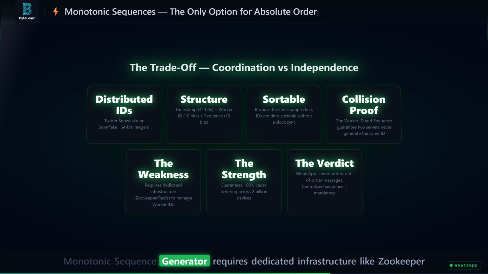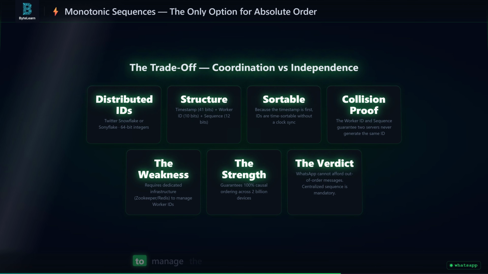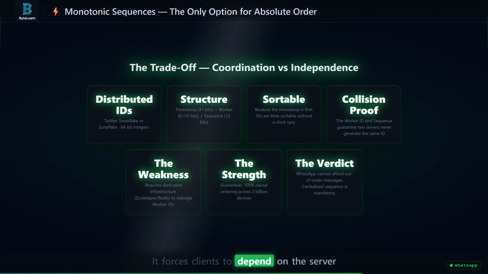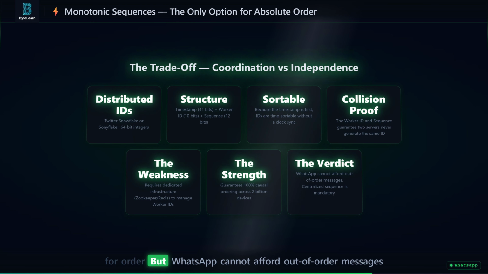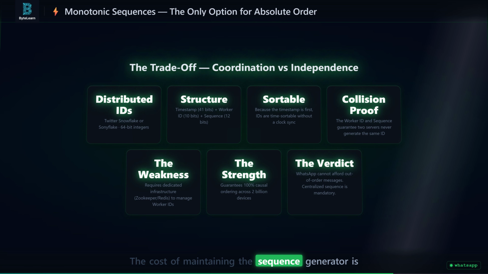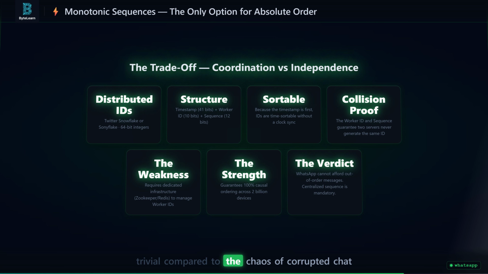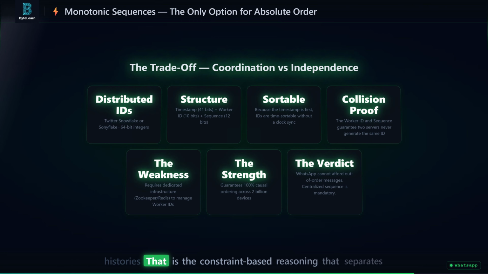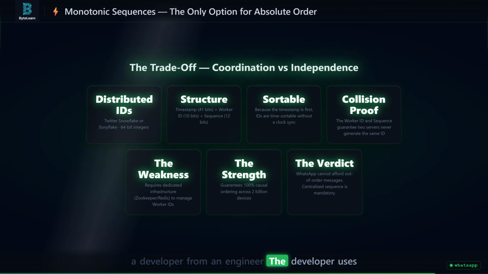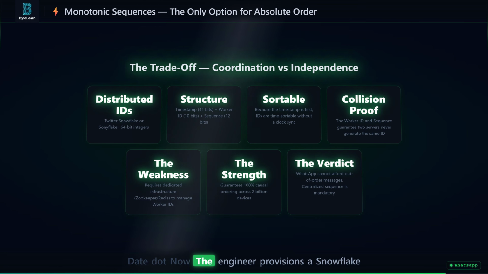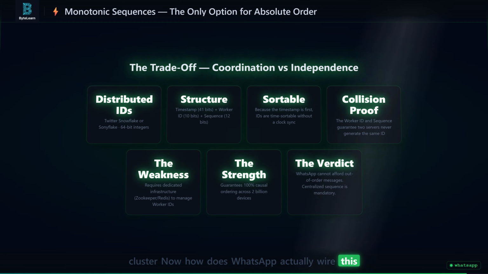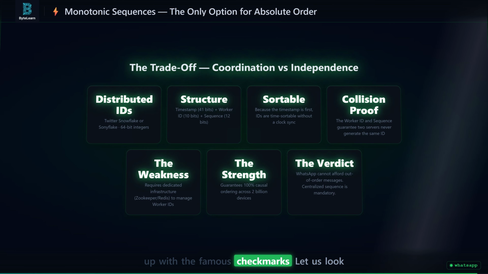Every architecture trades one thing for another. A monotonic sequence generator requires dedicated infrastructure like Zookeeper to manage the worker IDs and prevent collisions. It forces clients to depend on the server for order. But WhatsApp cannot afford out-of-order messages. The cost of maintaining the sequence generator is trivial compared to the chaos of corrupted chat histories. That is the constraint-based reasoning that separates a developer from an engineer. The developer uses Date.now, the engineer provisions a Snowflake cluster. Now, how does WhatsApp actually wire this up with the famous check marks?